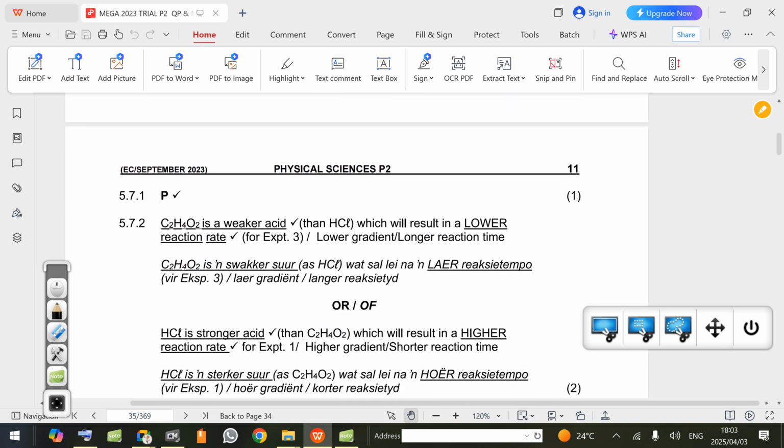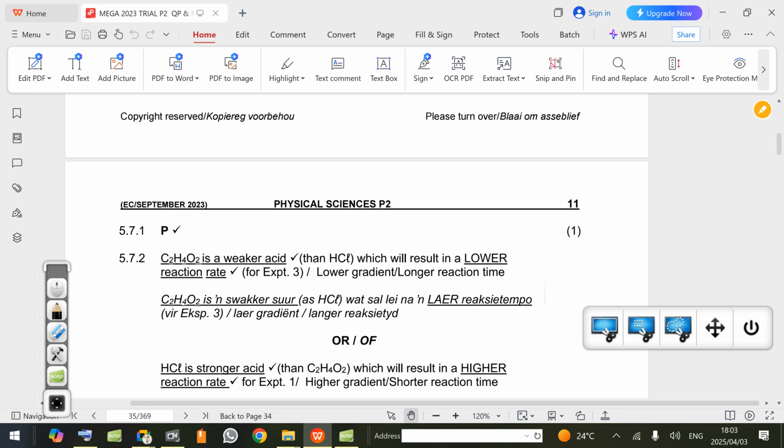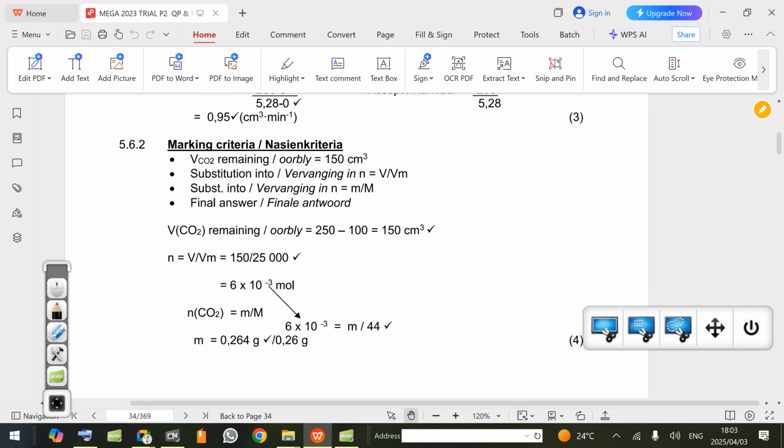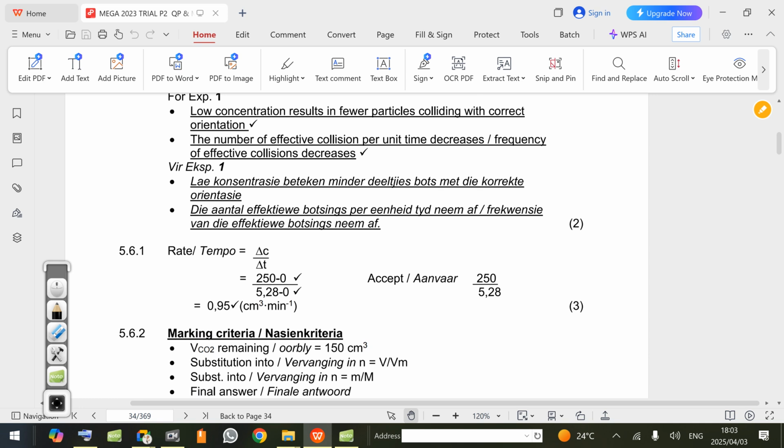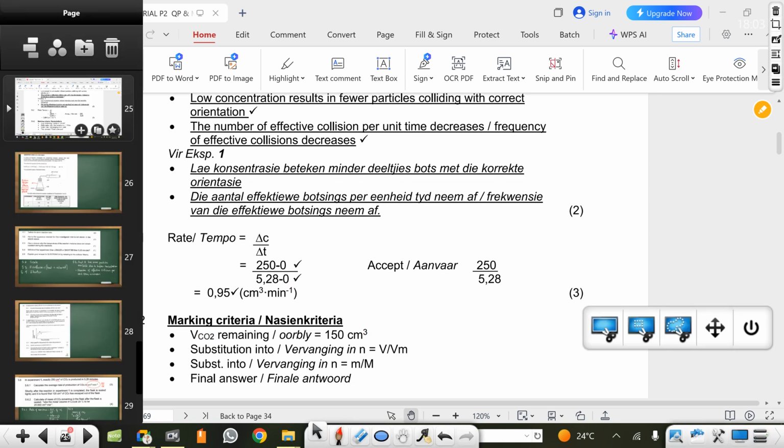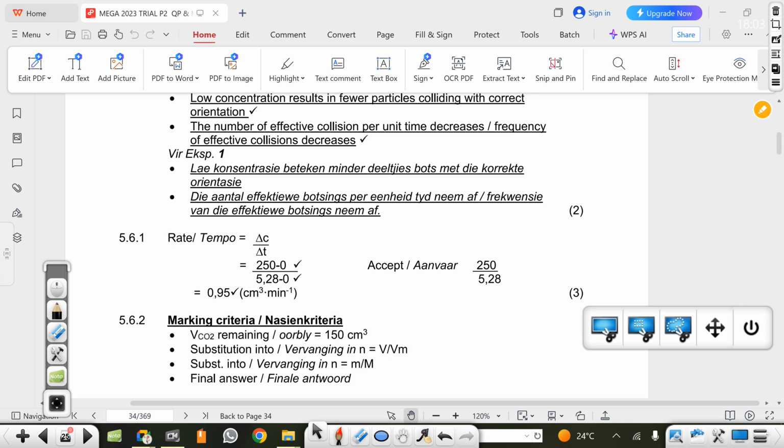Did we say P? Yes. It's 5.61. 0.95. What did we get? 47.35. I'm sure they made a mistake because 250 over 5,28 would never give you 0.95. It's an error there. I should put 0.95, but I put it the wrong way. Yeah, you put it the wrong way. So they also put it the wrong way.